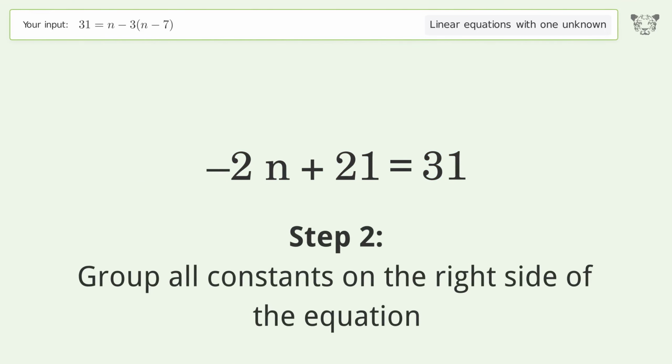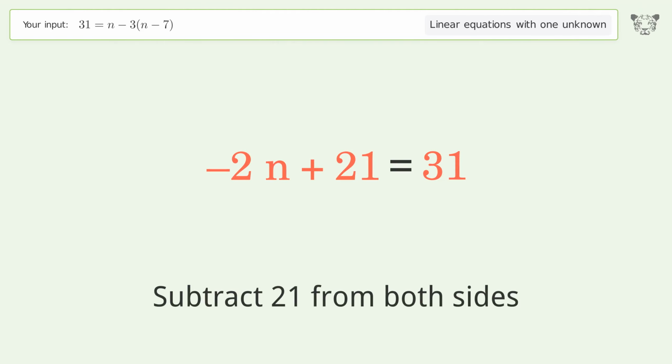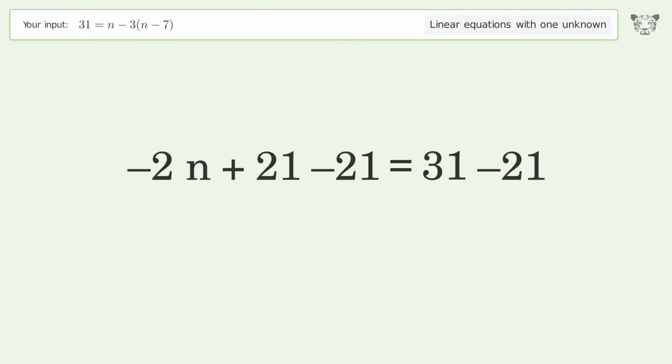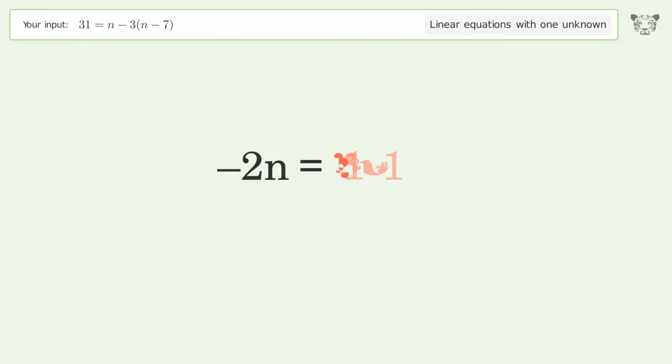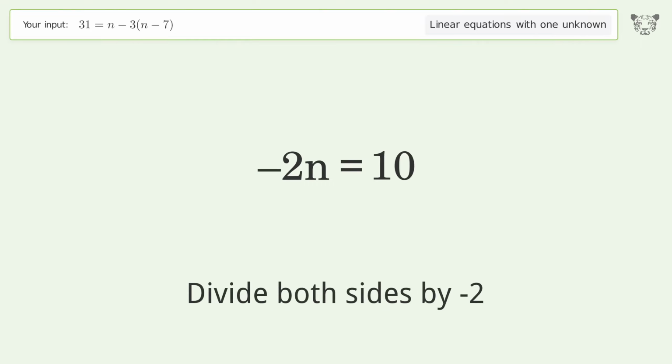Group all constants on the right side of the equation. Subtract 21 from both sides. Simplify the arithmetic. Isolate the n. Divide both sides by -2.